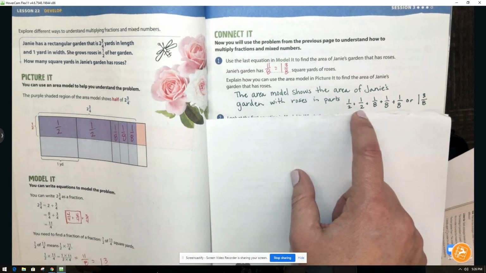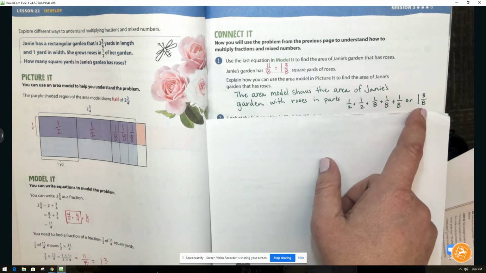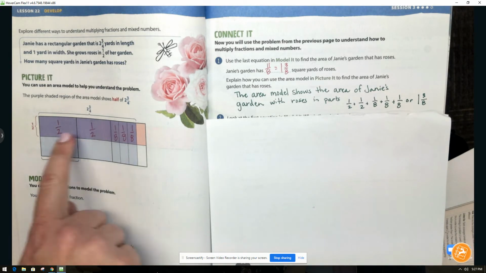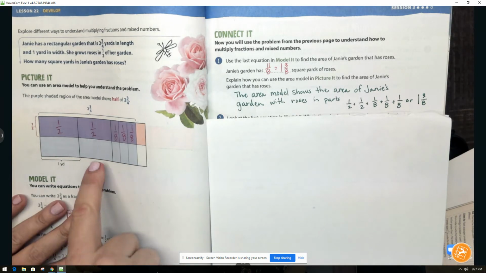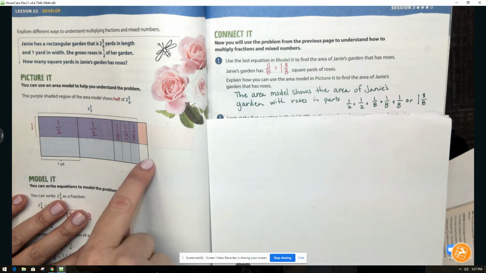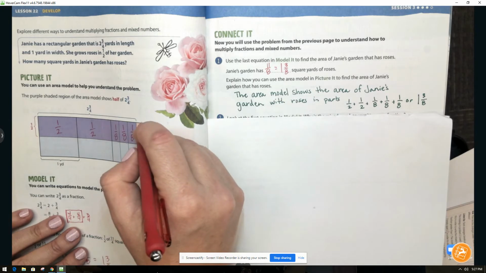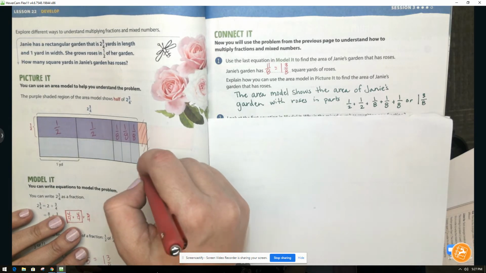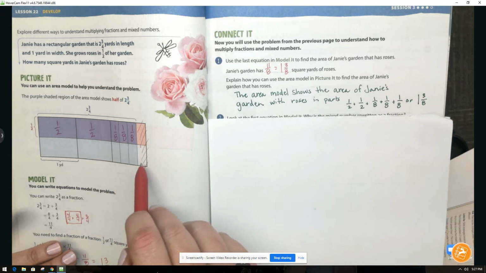We see 1/2 plus 1/2 plus 1/8 plus 1/8 plus 1/8, which equals 1 3/8. If we added together all of the purple sections, that's how much of the garden is covered in roses. And then this blue section down below is how much of the garden is not covered in roses. And just as a reminder, this section of the area model over here is not part of the garden. So don't get confused, because this is not part of the garden.